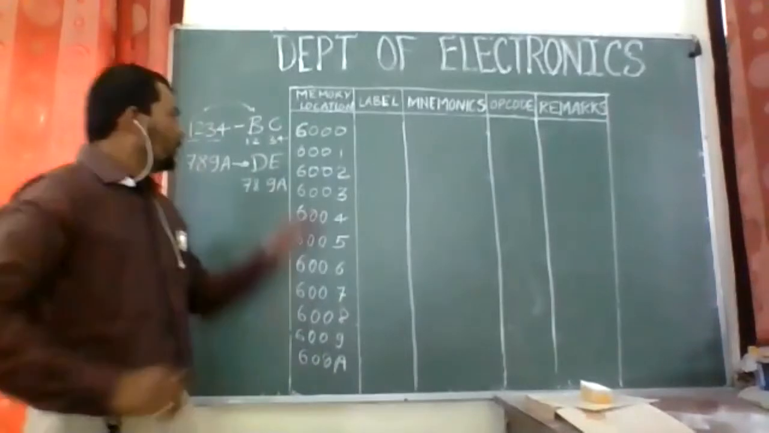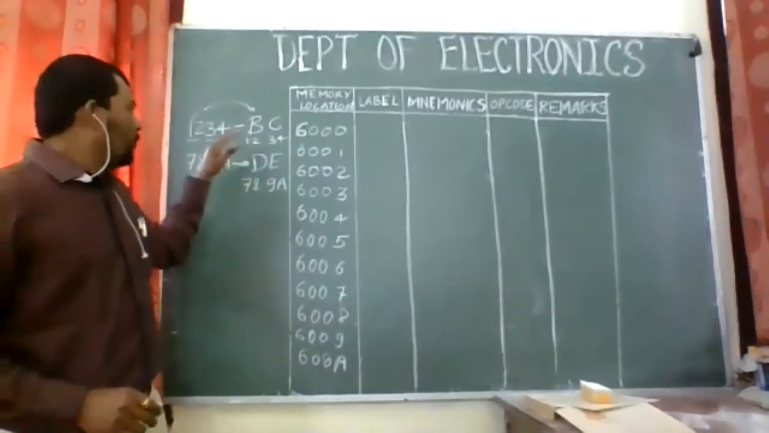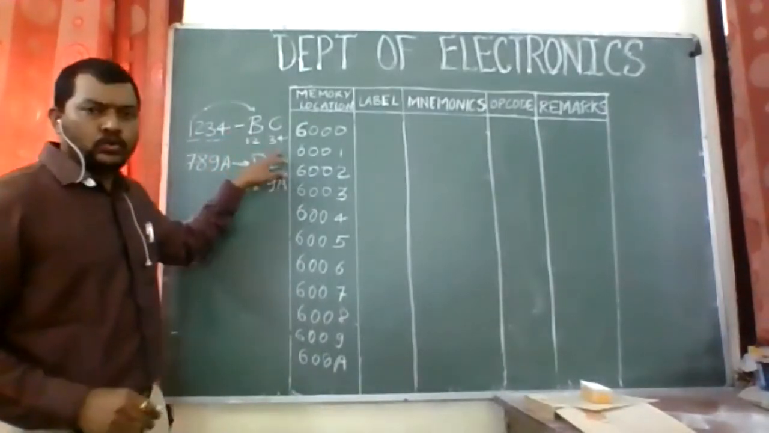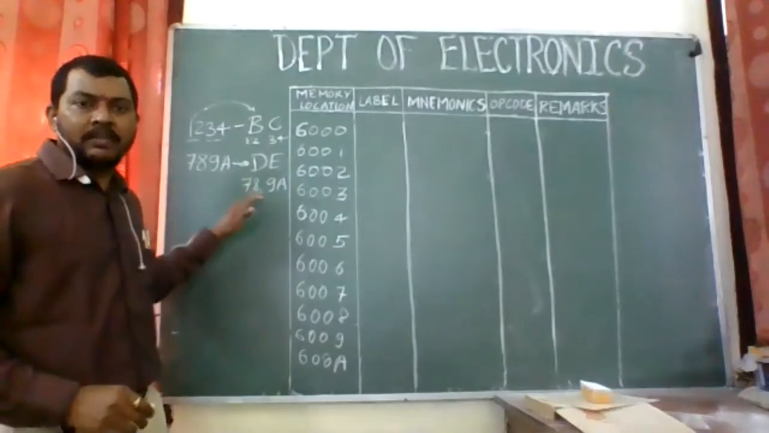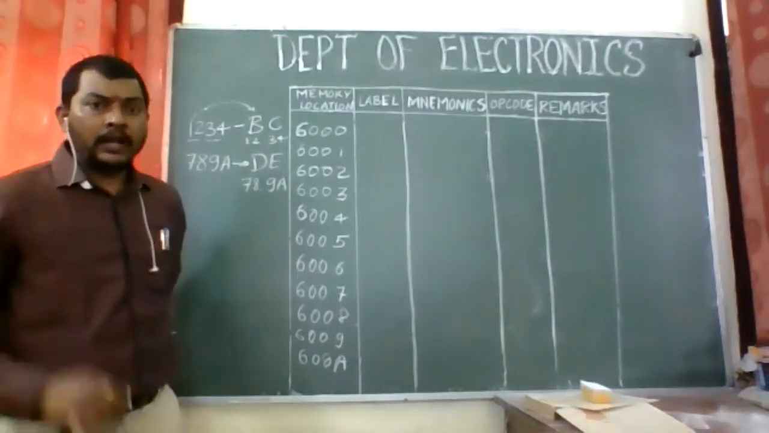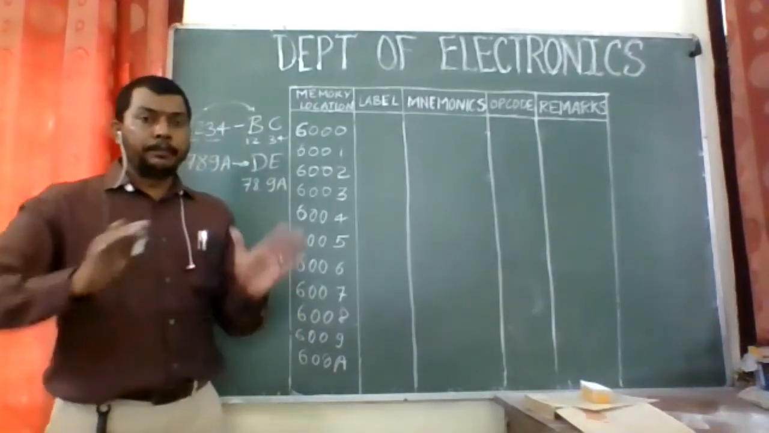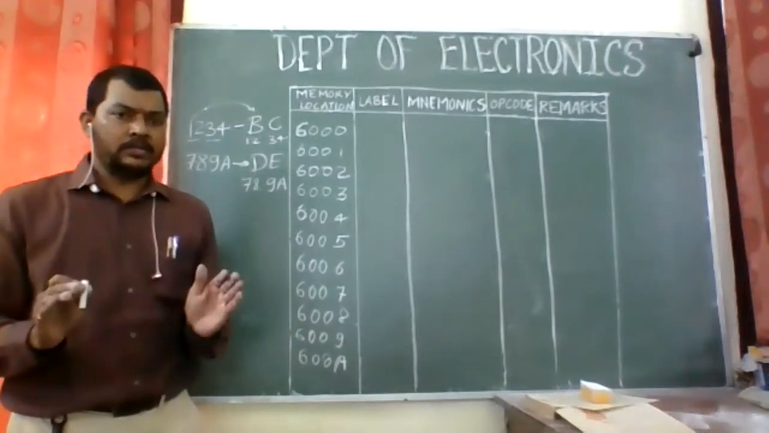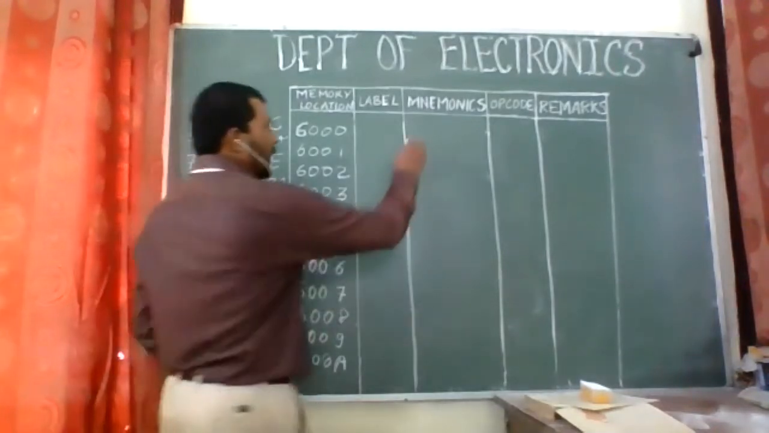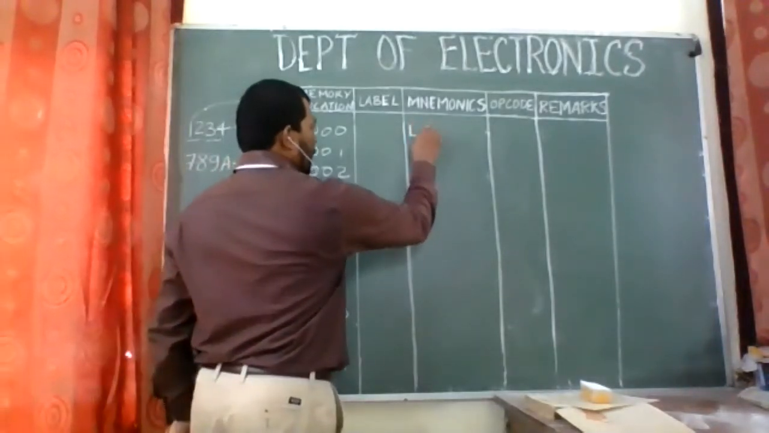So the same program we have again to write. We have to load BC pair with 1, 2, 3, 4 and DE pair with 7, 8, 9, 8. Right? For that I will use another instruction. And to load a register pair, we have an instruction which is called LXI.